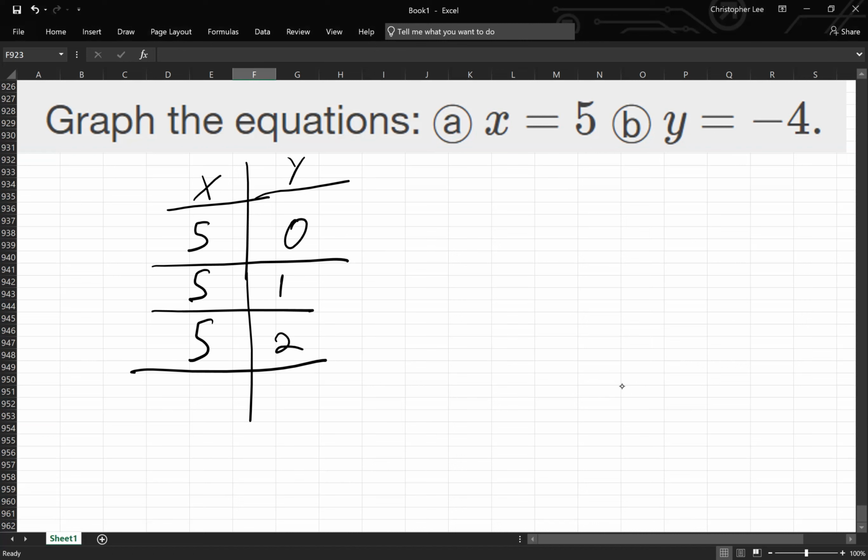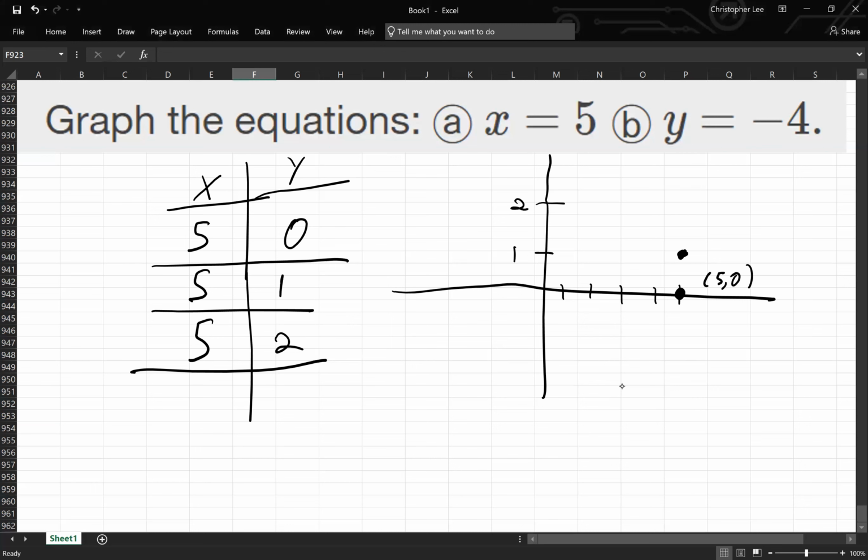0, 1, 2, okay? So I'm gonna have my graph over here, right? When x is 5, 1, 2, 3, 4, 5, right? So when x is 5, we have this point here, 5 comma 0. Pretend that that's 1, pretend that that's 2. This is gonna be what? This is 5 comma 1 up here, 5 comma 2. Make my line. That's it. Questions?